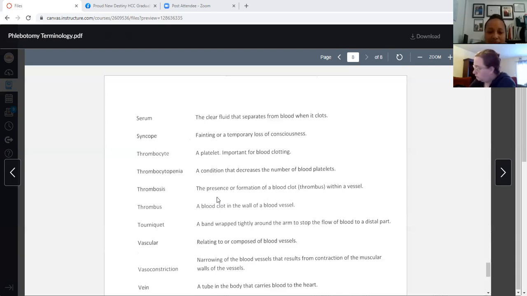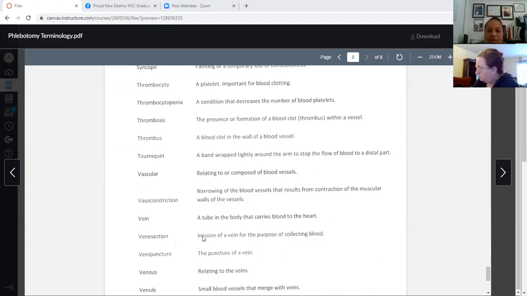Tourniquet, you want to highlight tourniquet. That's the band wrapped tightly around the arm to stop the flow of blood to a distal part. Vascular, relating to or composed of blood vessels. Vasoconstriction, the narrowing of the blood vessels that results from contraction of the muscular walls of the vessels.